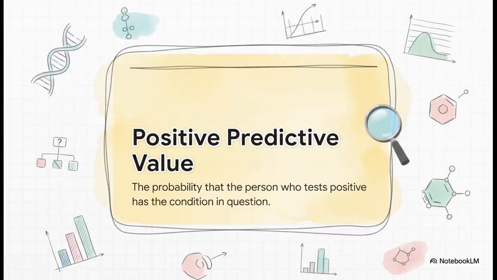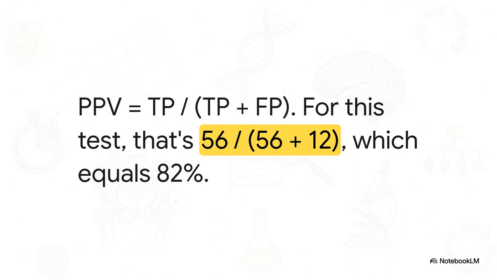So what is positive predictive value really? All it's asking is this: if your patient gets a positive test result, what are the actual odds they have the disease? It's all about how much you can actually trust that positive result. Simple as that. And now, believe it or not, we get to the easy part. The formula is just true positives divided by all the positive tests, so true positives plus false positives. We just pull the numbers from our table, 56 divided by 56 plus 12, and that gives us 82%. See, the hard part was just setting it up. The math itself is straightforward.